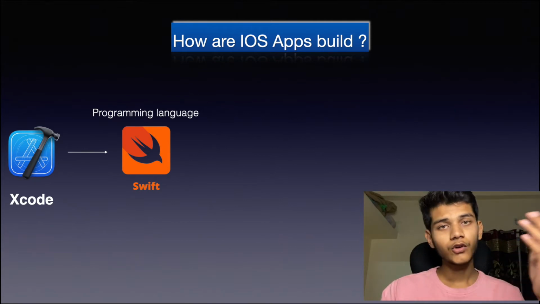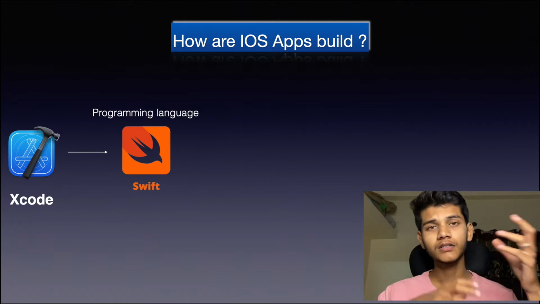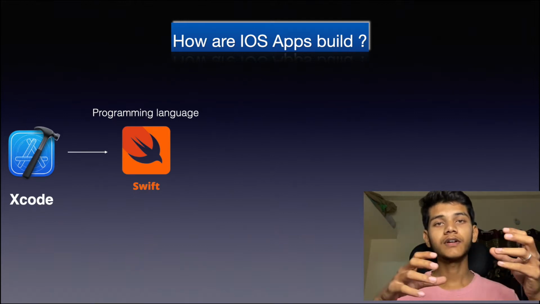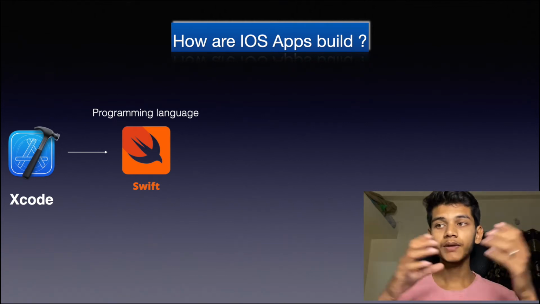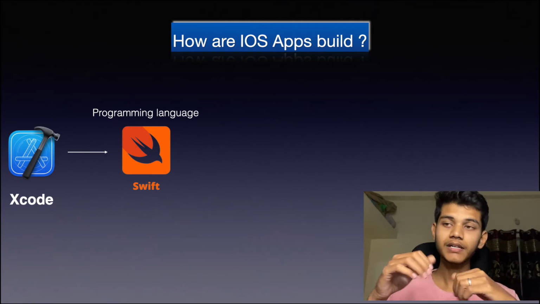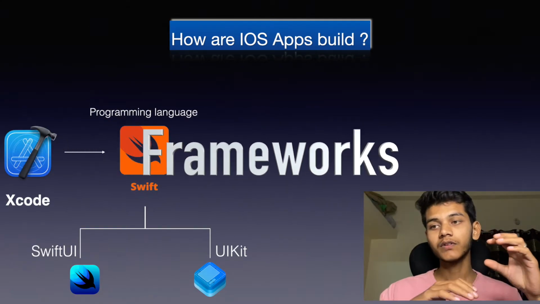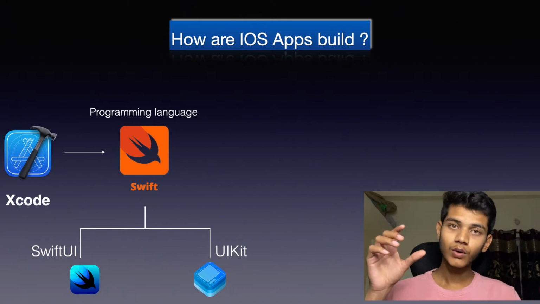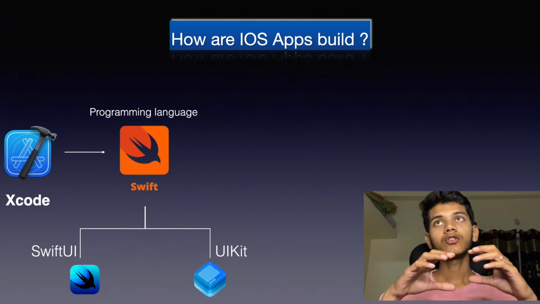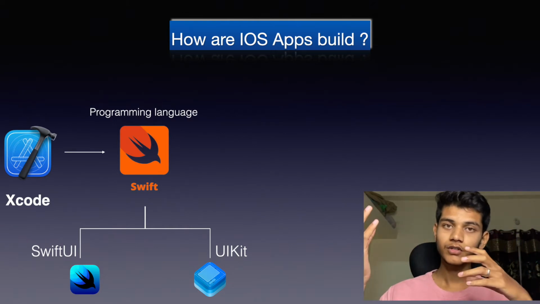Now we all know that in programming languages we have variables and constants, for loops, if-else statements, etc. So how are we going to use those things to make an actual working application? For that, Apple made frameworks. Basically we have two frameworks here, SwiftUI and UIKit. Before, we used UIKit to make apps, now we are using SwiftUI.